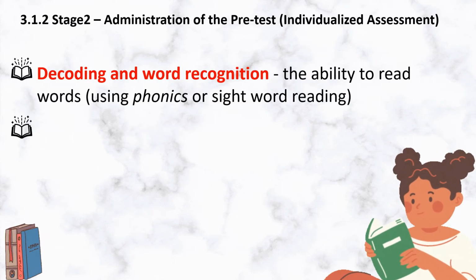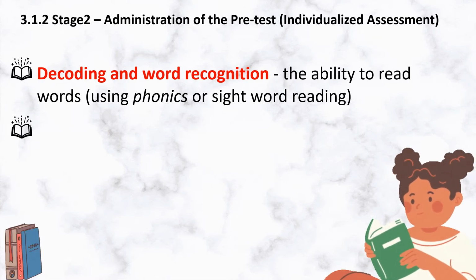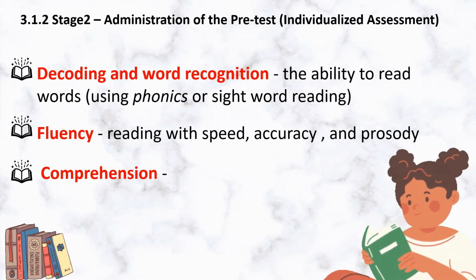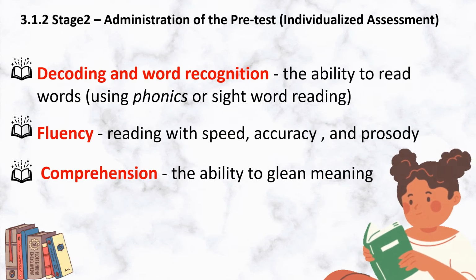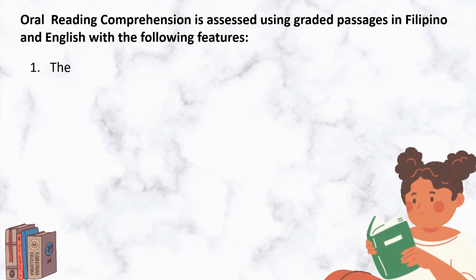Stage 2, administration of the pre-test individualized assessment. Decoding and word recognition. The ability to read words using phonics or sight word reading. Fluency. Reading with speed, accuracy, and prosody. Comprehension. The ability to glean meaning from what was read or listened to.